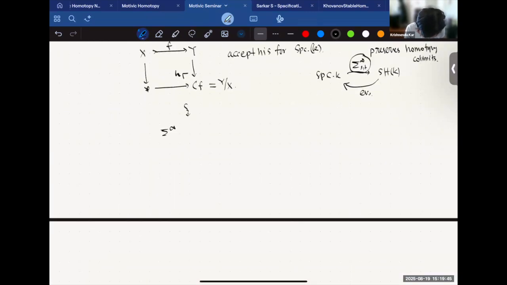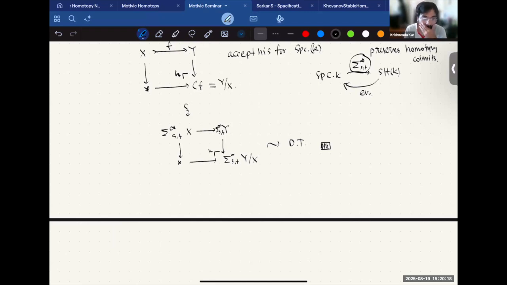Suspension infinity of X, Y, and this is suspension infinity of Y over X. So this is your homotopy pushout. That means it's a cofiber. It fits in the homotopy cofiber sequence, and that's your distinguished triangle. From here you get the distinguished triangle. Cool.